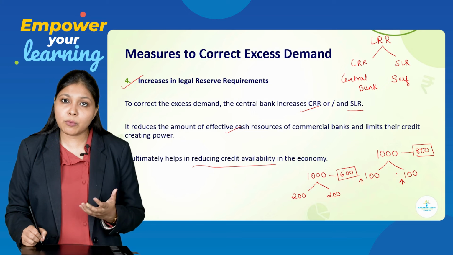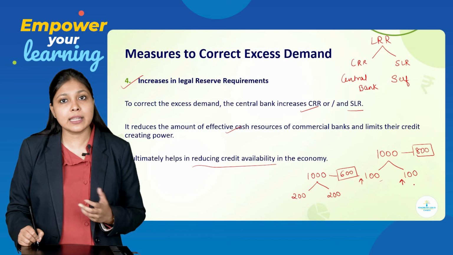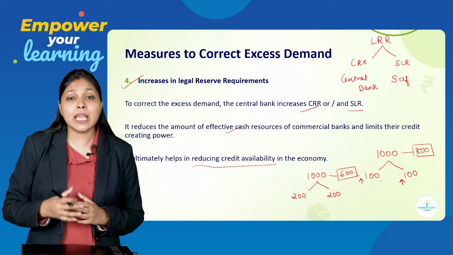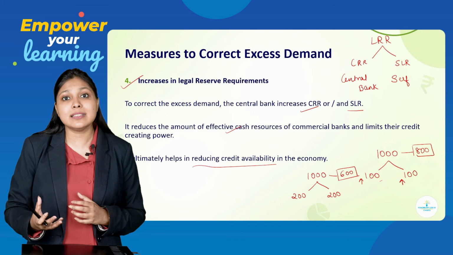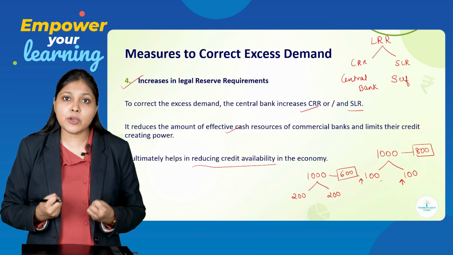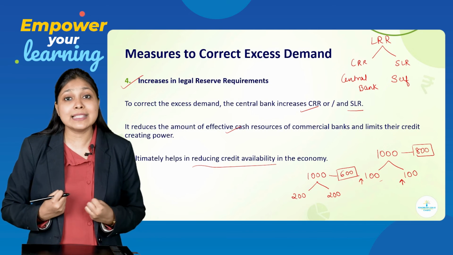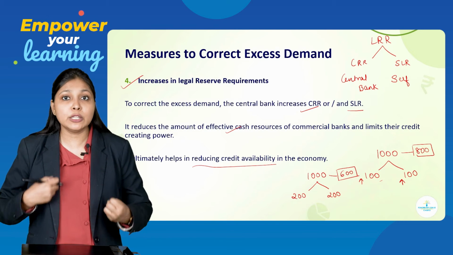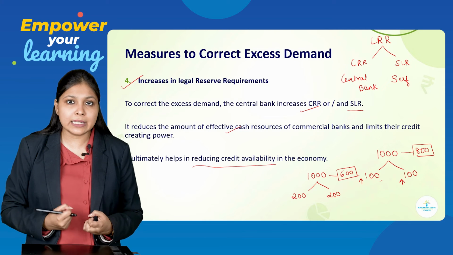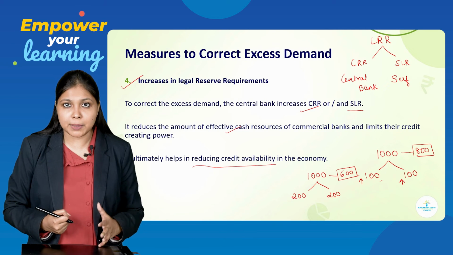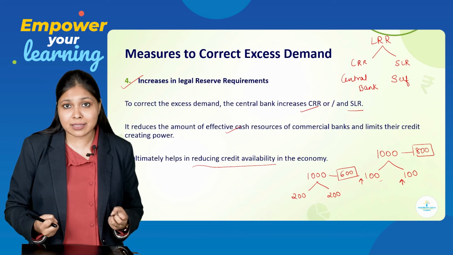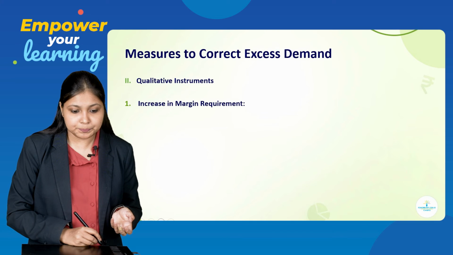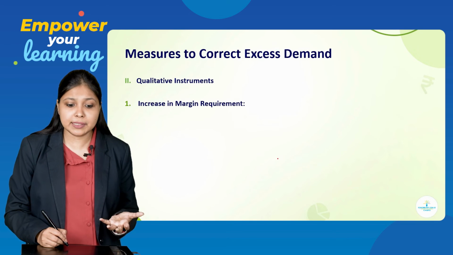See here, first of all, what was happening? Only 100 rupees SLR and 100 rupees CRR. But now, during the excess demand, RBI will increase the SLR and CRR so that the total deposits left in the hands of the commercial bank are less. So accordingly, the commercial bank will not have enough money to lend to the borrowers, and ultimately less money will flow in the economy. Lesser money in the economy, lesser income. Lesser income will ultimately lead to lesser aggregate demand. Those were all our quantitative measures.